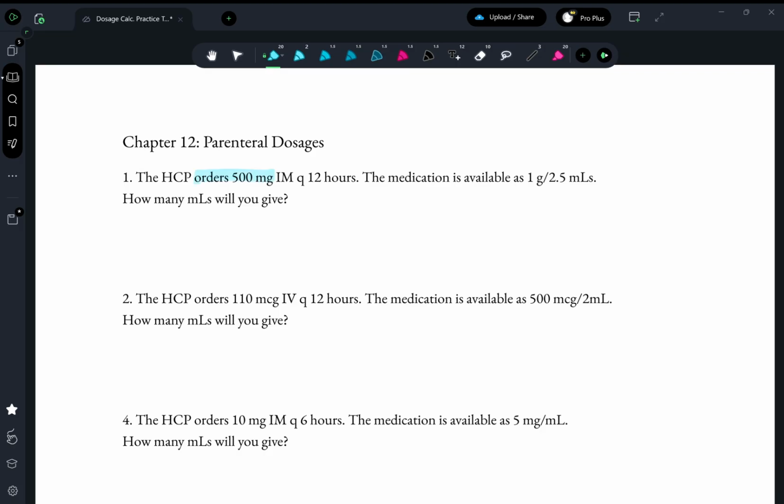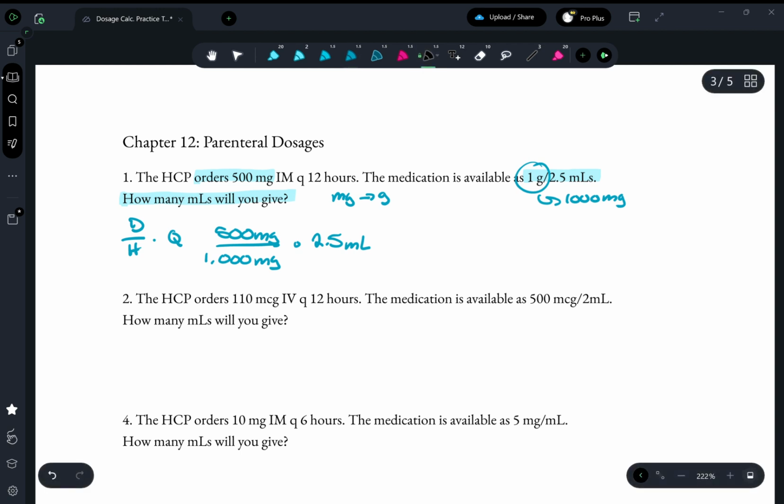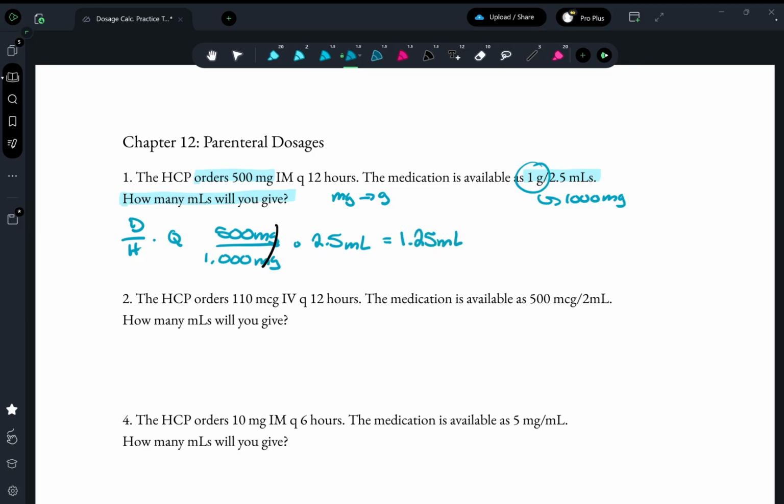Order is for 500 milligrams. Availability is 1 gram for 2.5 mLs. How many mLs will we give? Except this time, we get to go milligrams to grams. So again, you can either do this as desired over have times quantity, which is 500 milligrams divided by 1,000 milligrams, because we know there's 1,000 milligrams per gram. Multiply that by 2.5 mLs, because that's our availability. The milligrams cancel out. And then that is going to equal 1.25. Once you do all of the calculating, 1.25 mLs per dose.